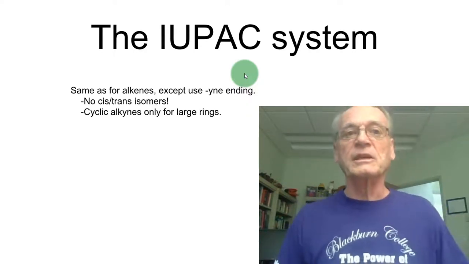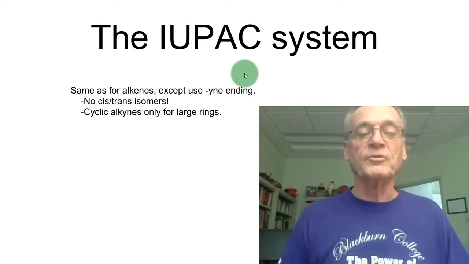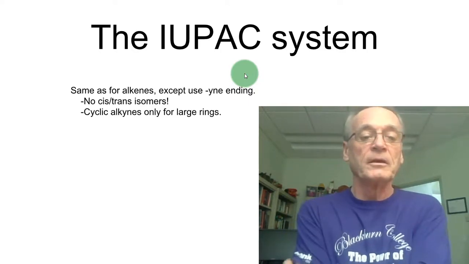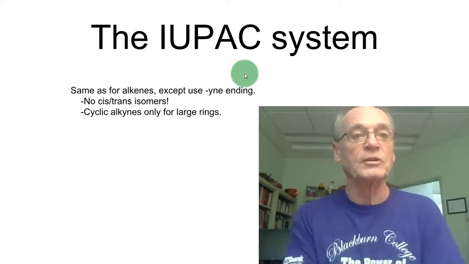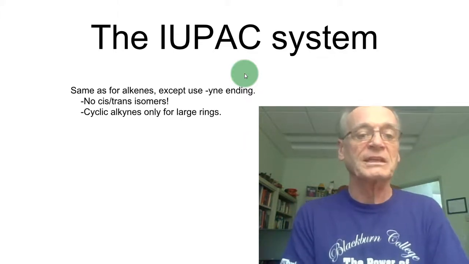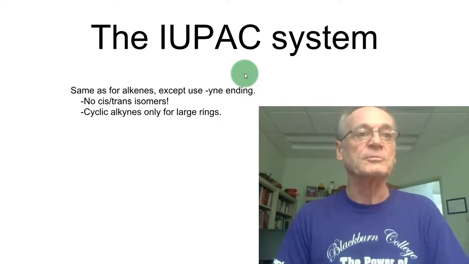Unless there also happens to be an alkene in the molecule. But if there's just triple bonds, then no cis or trans. And one other thing that's interesting is we generally don't talk about cyclic alkynes. We did learn quite a bit about naming cyclic alkenes. With alkynes, it's really the same system if you did have.